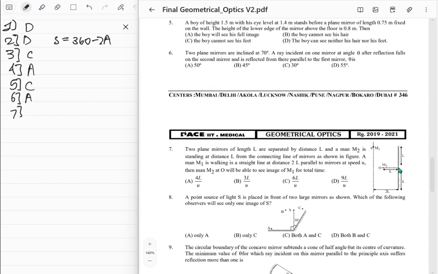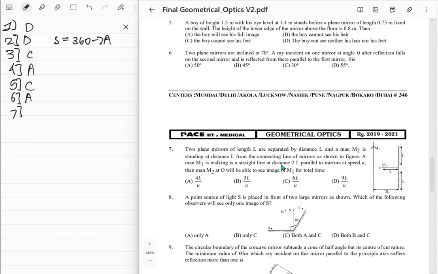Connecting line of the mirrors? Oh, okay. So you mean the line which both of these are lying on? Okay, now I understand this. A man, M1, is walking in a straight line at 2L parallel to the mirror at speed U. Then M2 at O will be able to see M1 for the total time. So for what parts of this length will you see it? So just draw a better diagram.